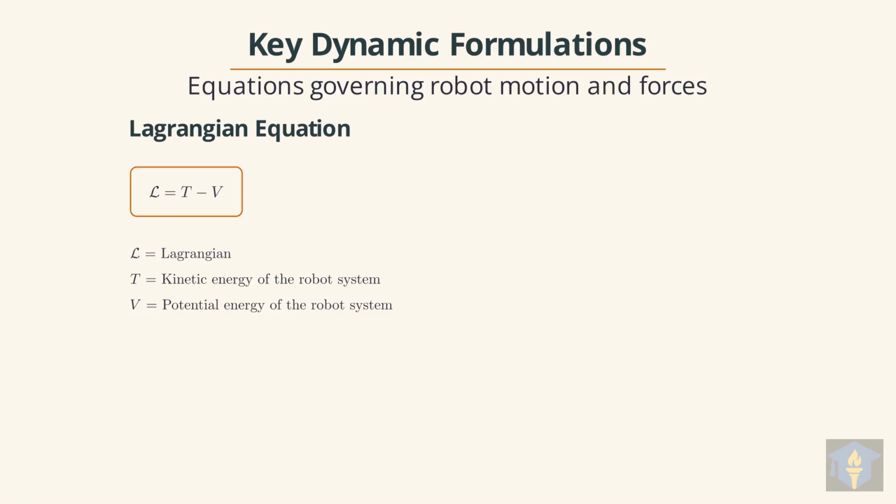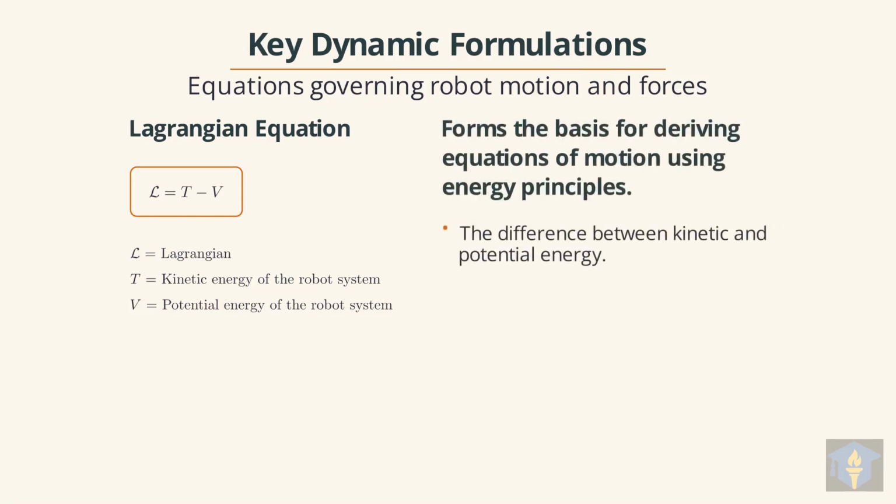T stands for the kinetic energy of the robot system, representing its energy due to motion. And V represents the potential energy of the robot system, related to its position in a force field. This equation forms the crucial basis for deriving a robot's equations of motion using energy principles. Essentially, it's the fundamental difference between the total kinetic and potential energy of the system.